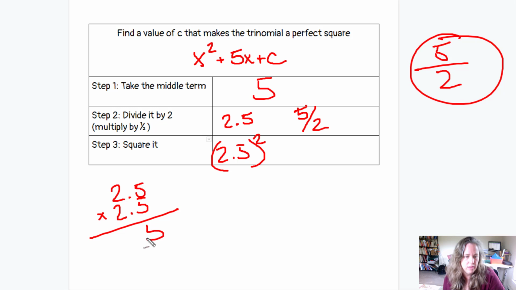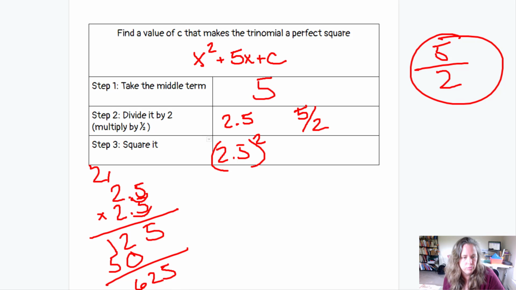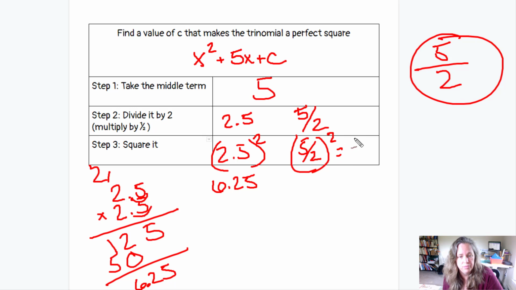So 5 times 5 is 25, carry the 2, 5 times 2 is 10, 11, 12, 2 times 5 is 10, carry the 1, 5, 6, 25, move the decimal twice, 6.25. Or you can just square 5 halves and quickly get 25 fourths. So already we see that the fraction's easier. It's just easier to square.